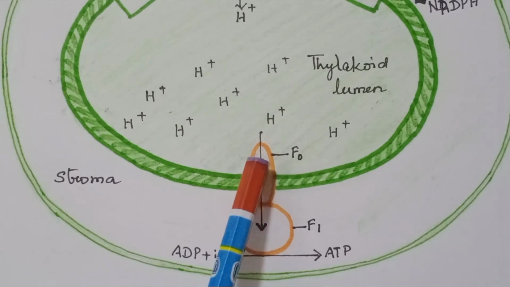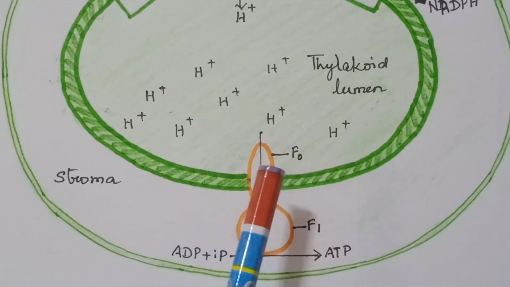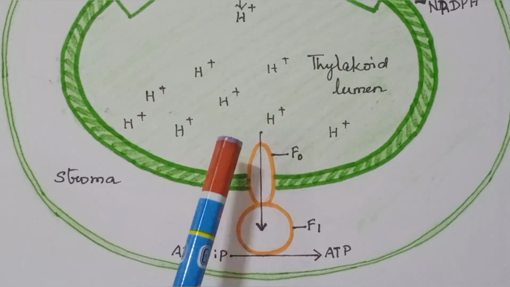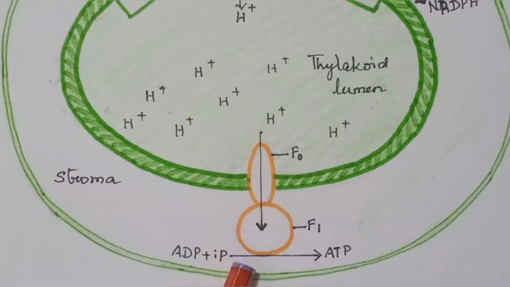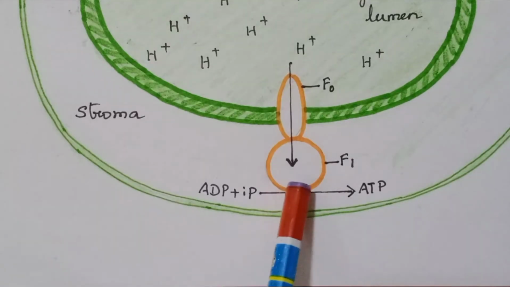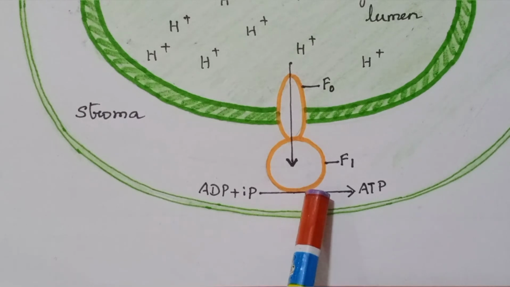ATPase enzyme has two parts. One is called F0, embedded in the membrane. This F0 acts as a transmembrane channel for facilitated diffusion of protons across the membrane. The other portion is called F1 and protrudes on the outer surface of the thylakoid membrane, on the side that faces the stroma.